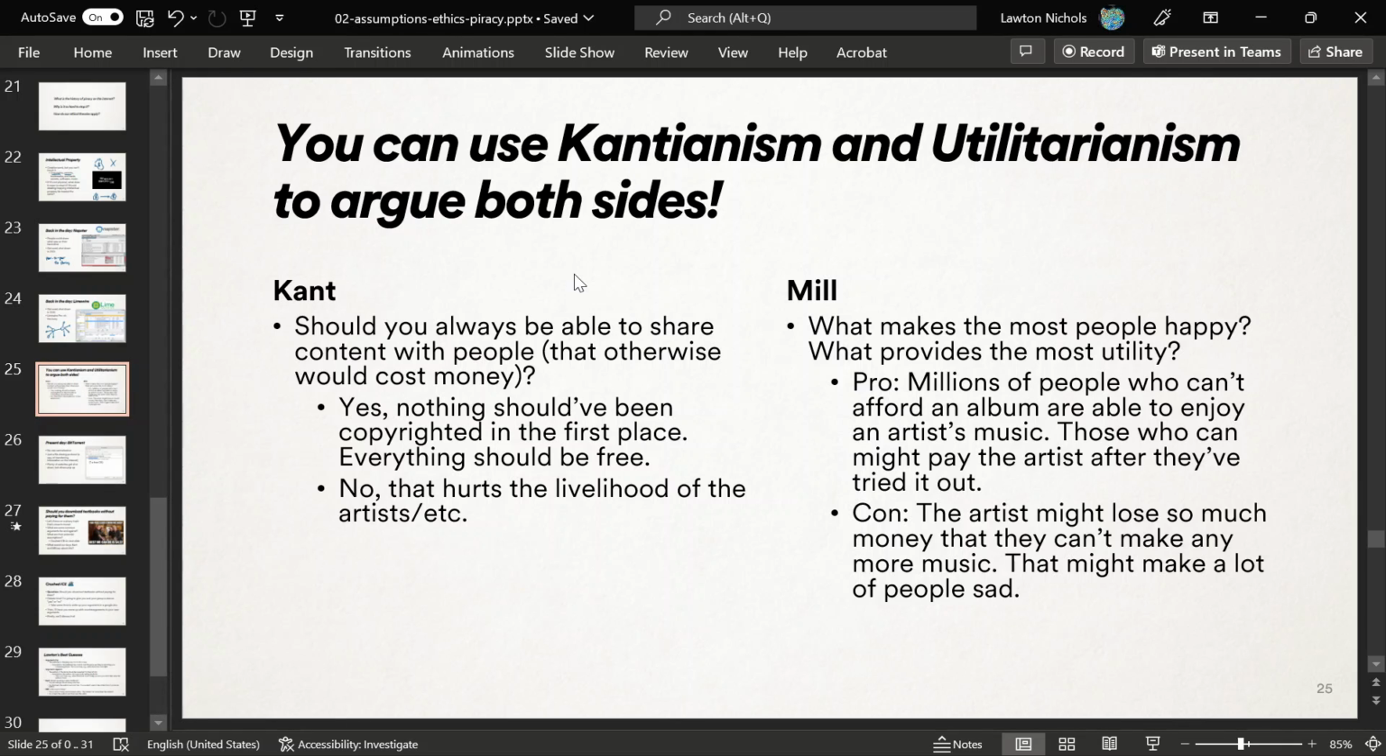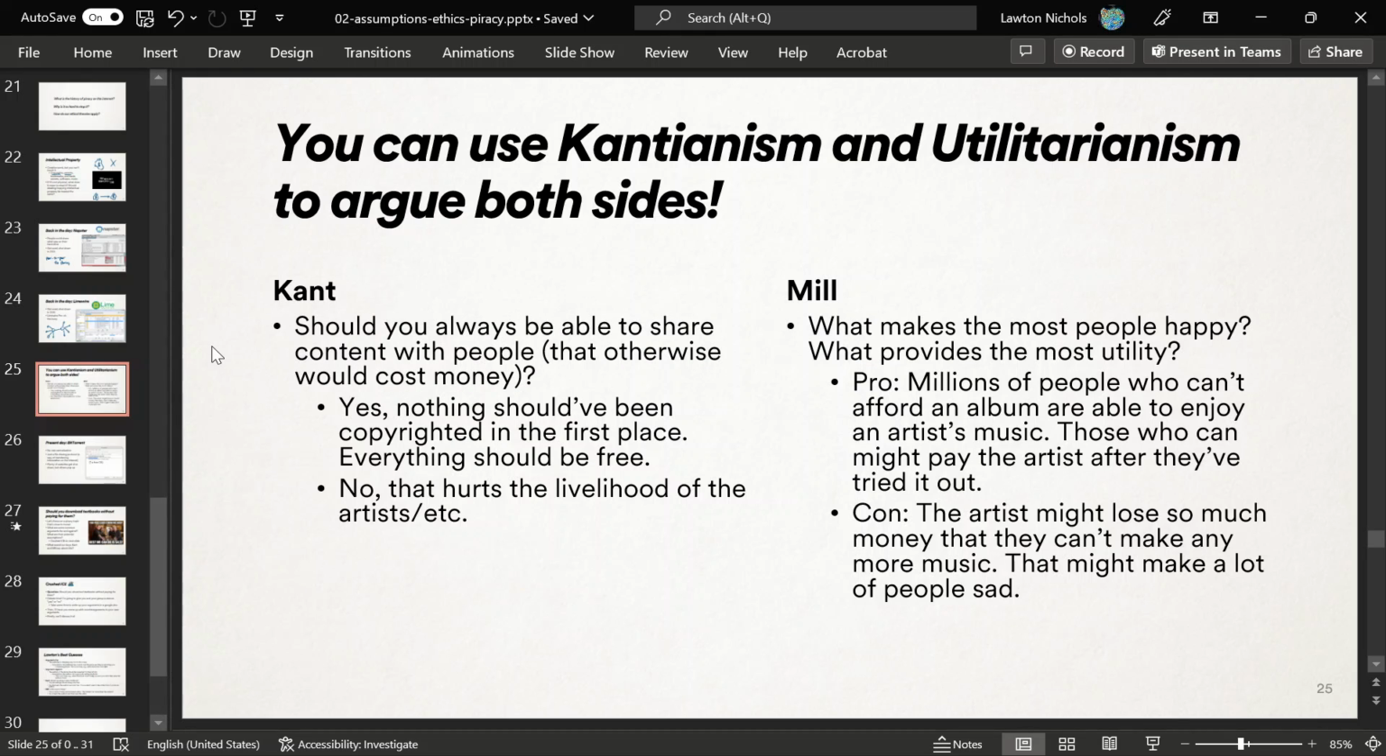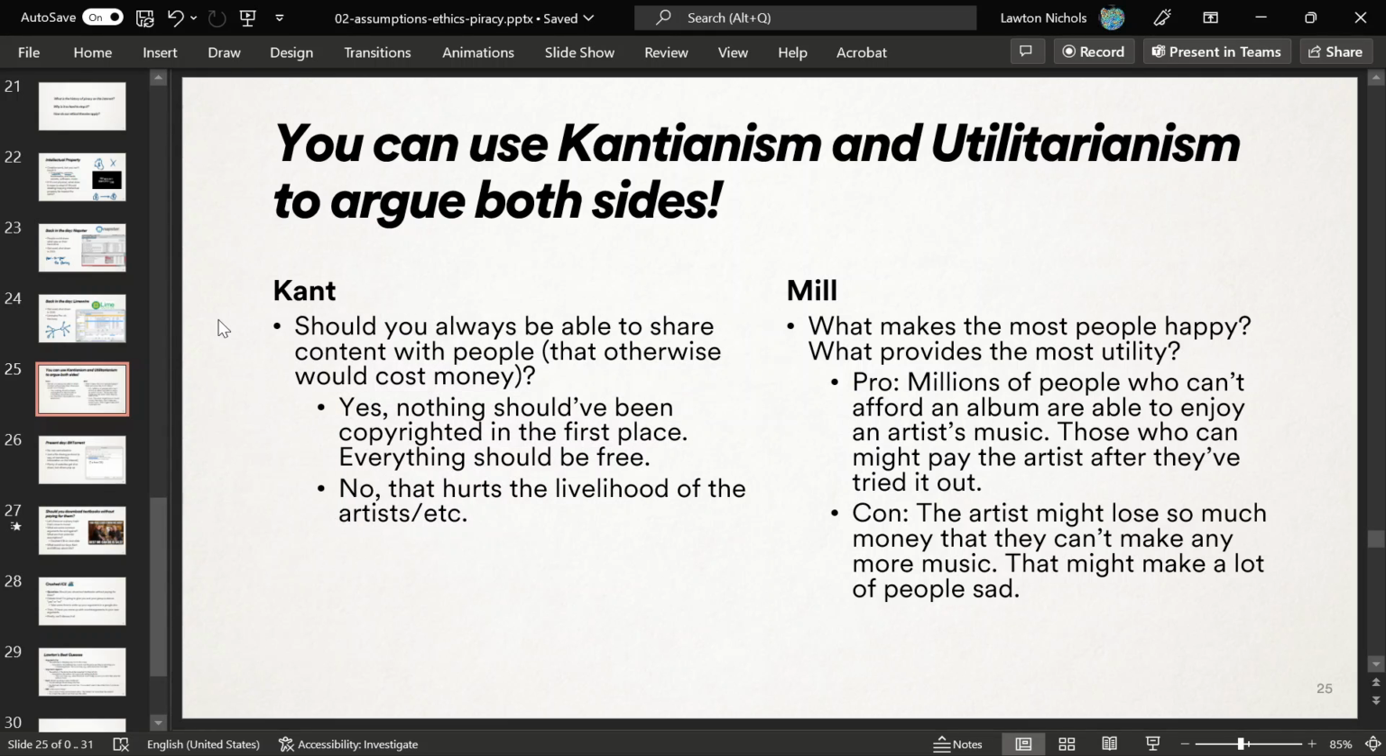You could use either one of these to argue both sides. I want to just highlight that for you here. So, all right, what would Kant ask? He would always say the word always in his question, but what would he ask? He'd say something like, should you always be able to share content with people, where that content would otherwise cost money, right? That would be the question that Kant would ask. He'd use the word always, of course, and you could answer this in two different ways, which are equally valid. You just have to argue your point, okay? Talk about why you picked that side.